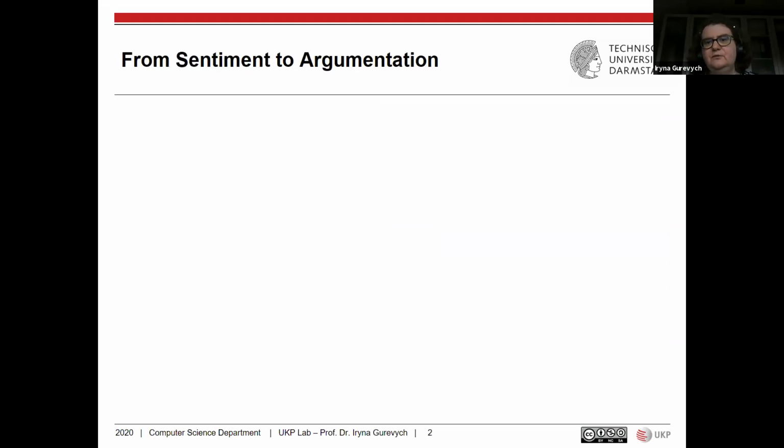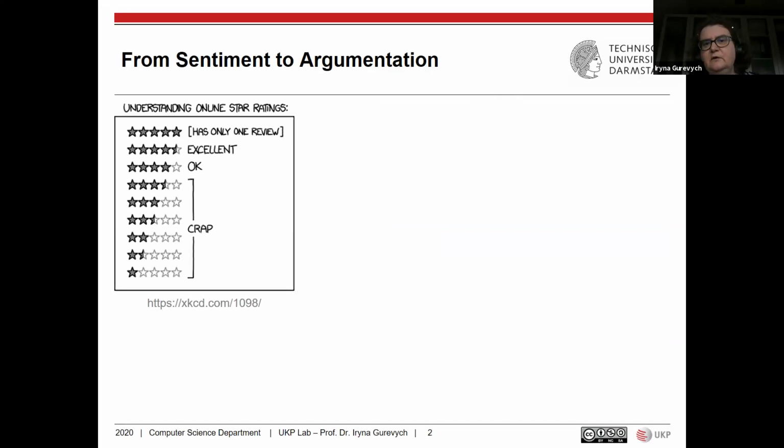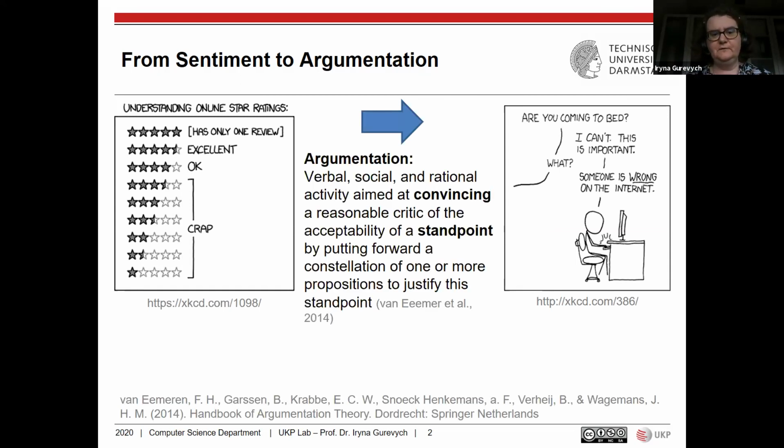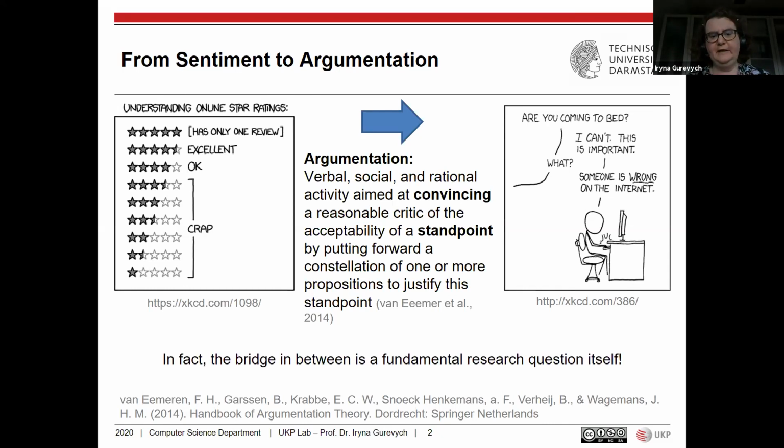So first, let us define argumentation and relate it to something that many of us are familiar with, sentiment and opinion. The latter is about analyzing people's sentiments towards a topic, and the former is about convincing someone of a specific viewpoint, as you can see in this image. One of the widespread definitions of argumentation is as follows. Argumentation is a verbal, social, and rational activity aimed at convincing a reasonable critic of the acceptability of a standpoint by putting forward a constellation of one or more propositions to justify the standpoint. In fact, the bridge between sentiment and argumentation is still a fundamental open research question in itself.